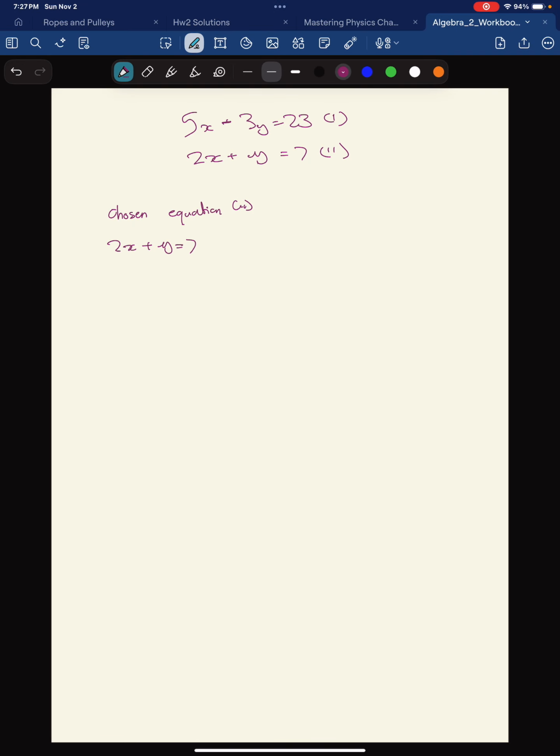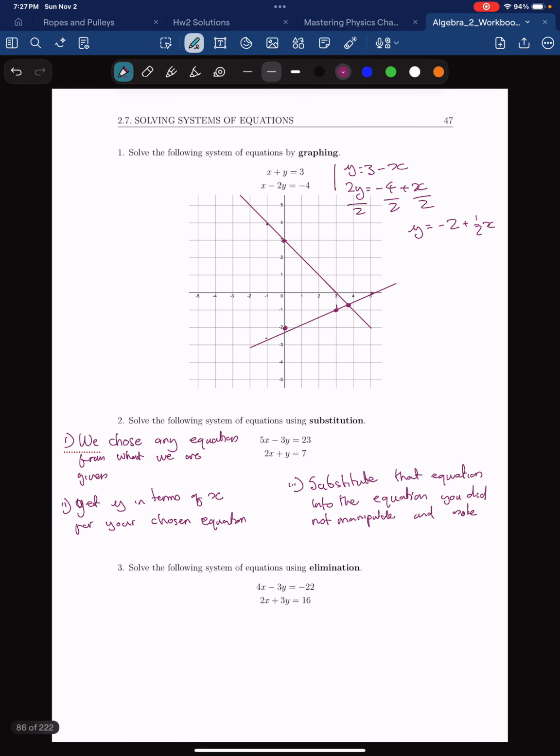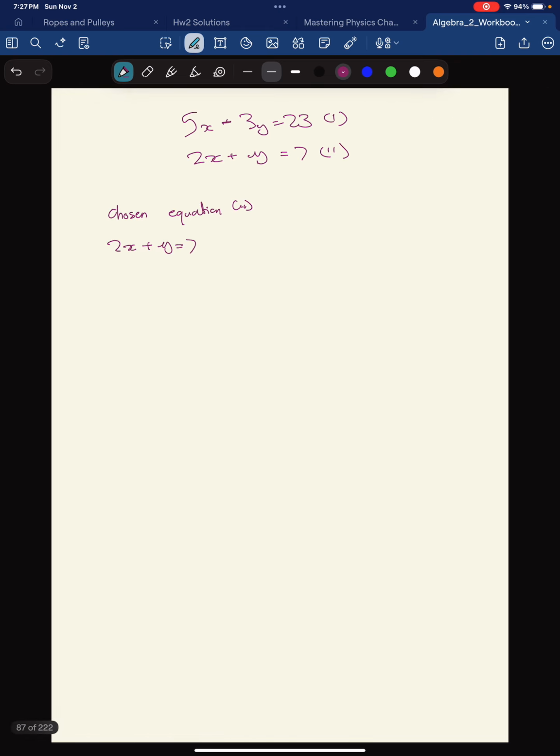The next step is to manipulate the equation to get y in terms of x. So getting y in terms of x just means getting y alone and taking the x terms on the other side. This is our equation.